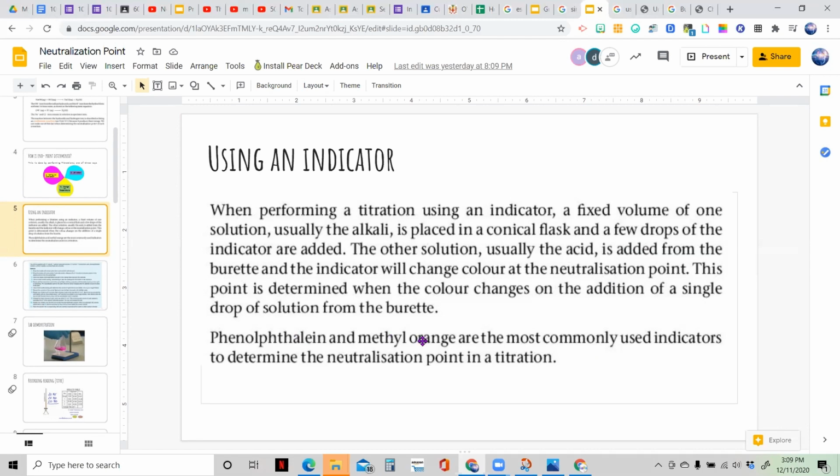Your methyl orange looks more yellow, not so much orange. It looks more yellow in a base, and it changes to red for your acid.